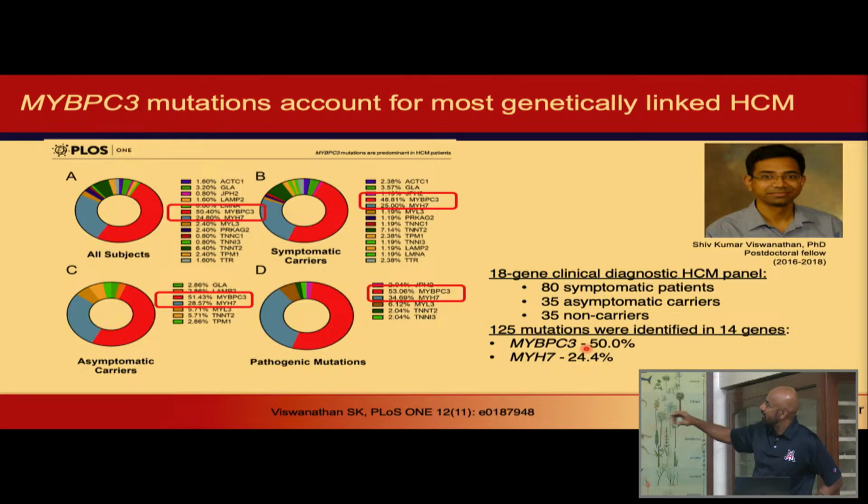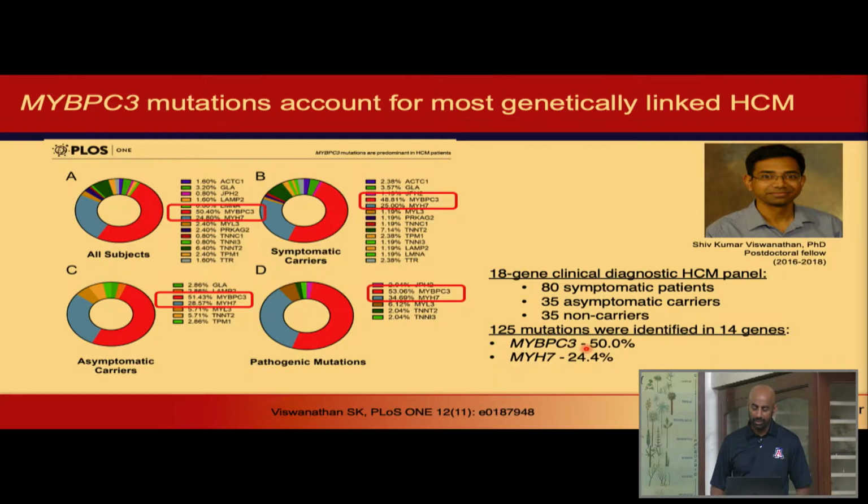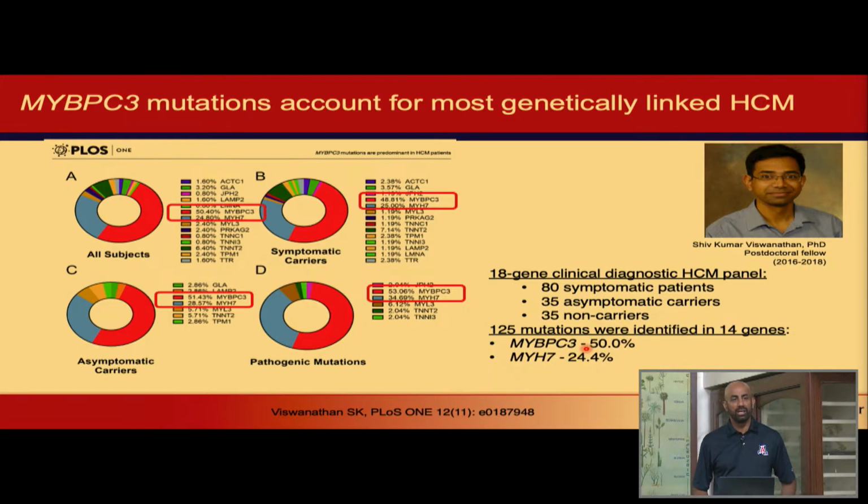I think we had 126 families, something like that, in the study. Of that, we identified 18 genes and then 125 mutations in 14 genes. Of that, 50% from myosin binding protein C and 24% from myosin heavy chain. Again, myosin binding protein C has more mutations.